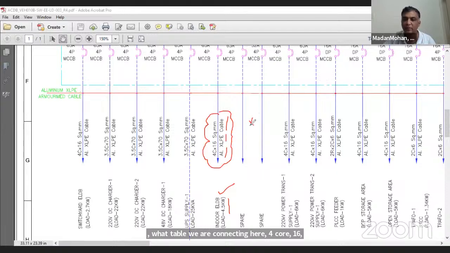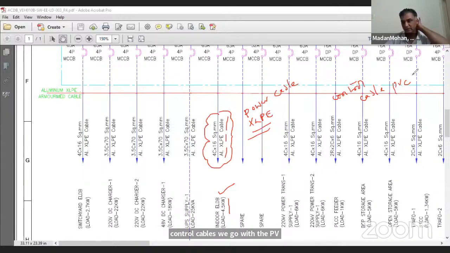For most power cables, XLPE is the insulation. Power cables we generally go with XLPE insulation, and control cables we go with PVC insulation. XLPE stands for cross-linked polyethylene. PVC stands for polyvinyl chloride.